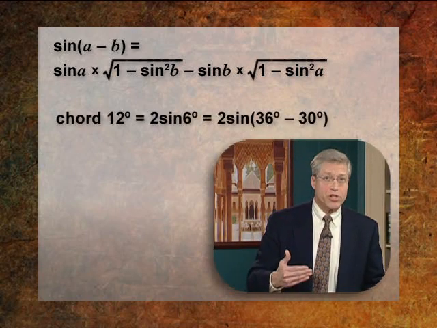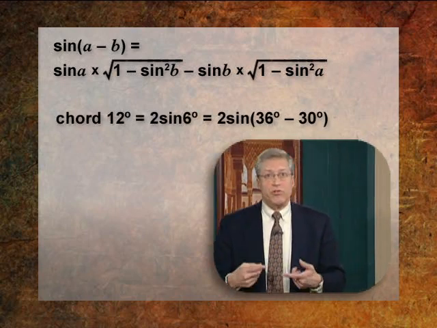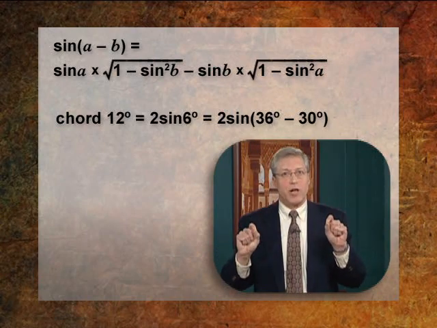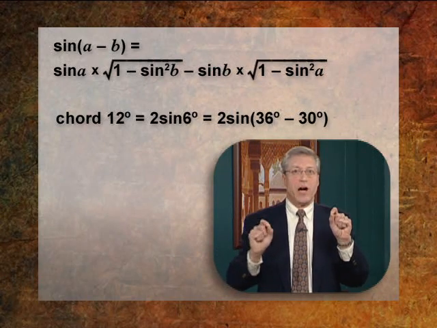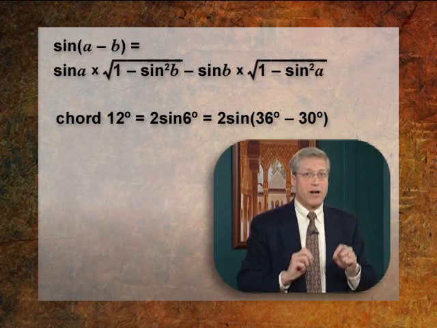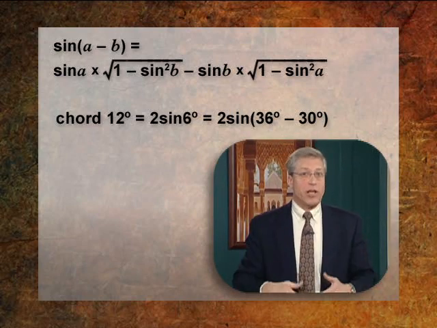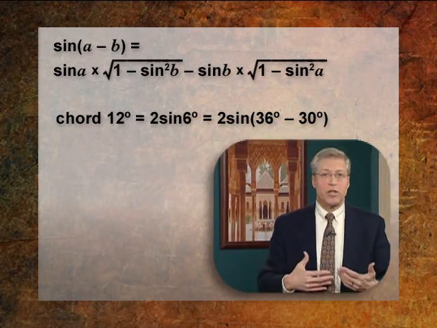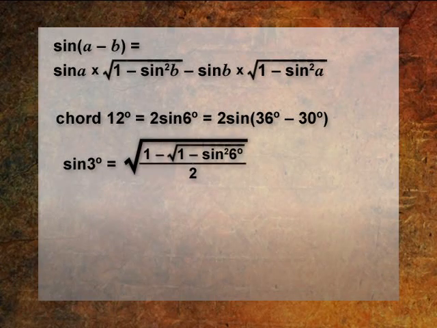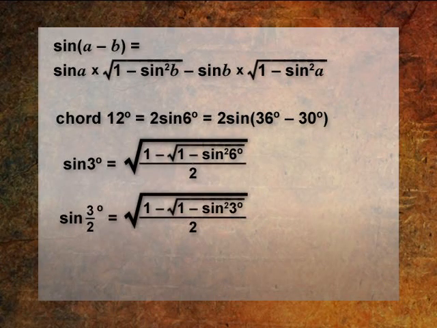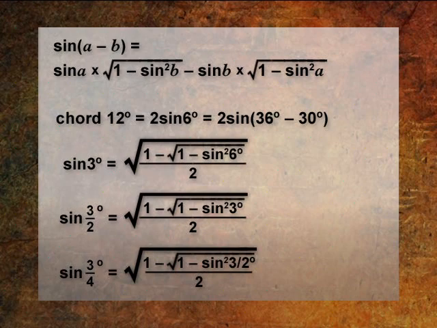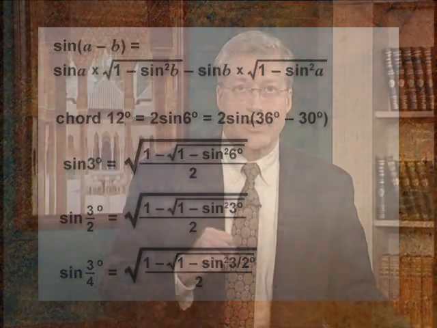And so using these, he was able to find an exact value for the chord length of 12 degrees. And then you can also use this formula if you know the chord length for a given arc. You can find the chord length for half of that arc. So once you know the chord length for 12 degrees, you can find the chord length for 6 degrees or 3 degrees, or 3/2 of a degree, or 3/4 of a degree. But that doesn't give you the chord length for 1 degree, and this is something that Ptolemy really wanted to work out to quite a bit of accuracy.